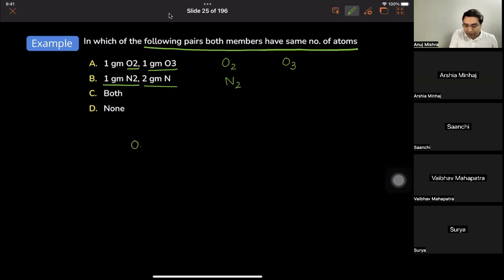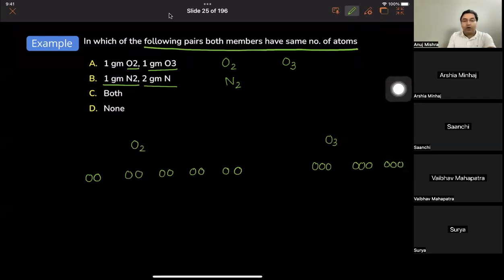You'll just simply say, oxygen, if it is in O2 form, which atoms will it carry? It will be in a set of 2 atoms, isn't it? Think about it. O2 is made up of O atoms. How many O atoms? 2 O atoms. Likewise, O3 is made up of O atoms. How many O atoms? 3 O atoms. Now read the question carefully. You have been given 1 gram of O2 and 1 gram of O3. Now answer: will the mass of one O atom change?